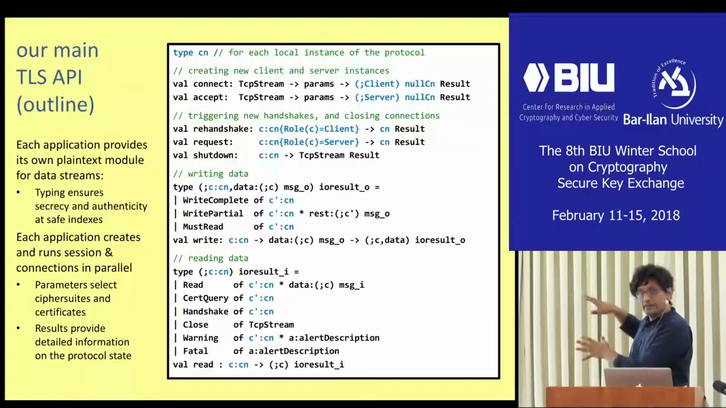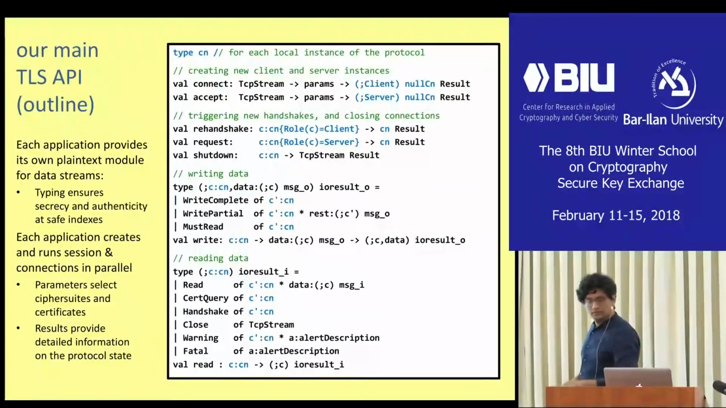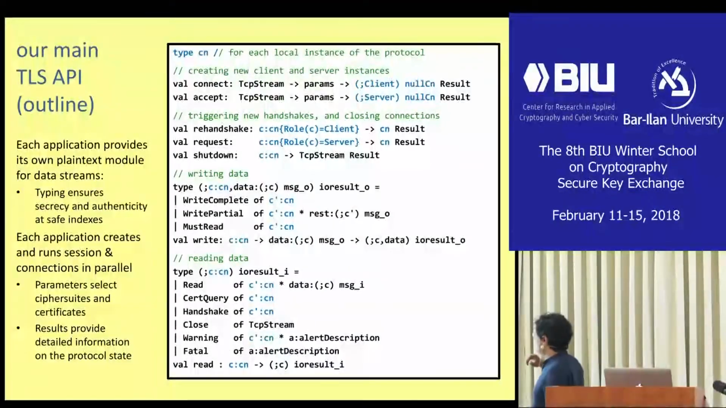You can't get away with less, so you have to express your security guarantees on top of this. The security guarantees that we express here are twofold. The first thing we say is that the data that I'm going to send, which is this message O, and the data that I get back, which is this message I, are abstract types.